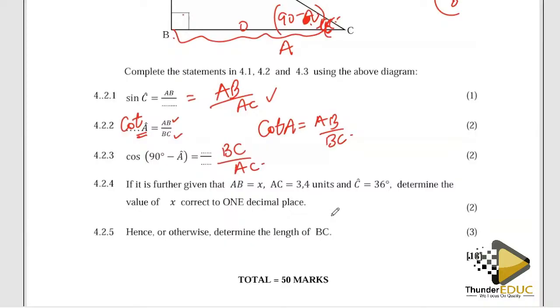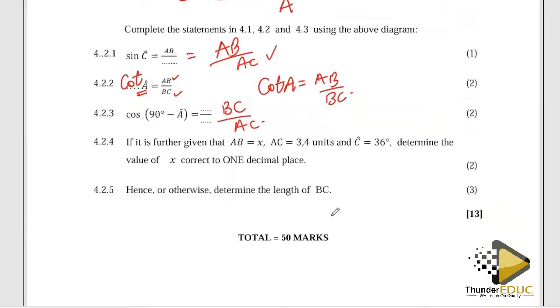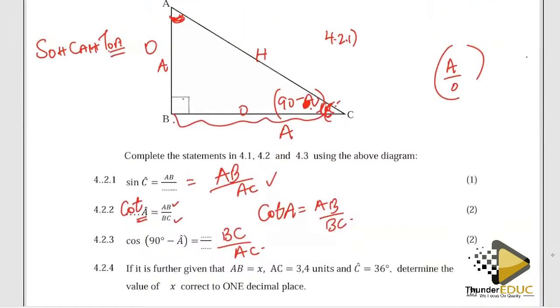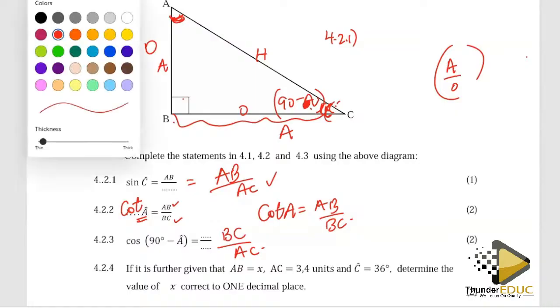All right, then 4.2.4, it's further given that our AB is X. Let me just use a different color.